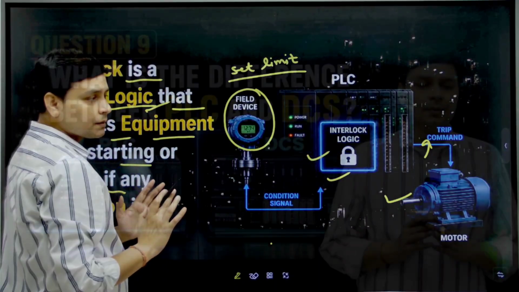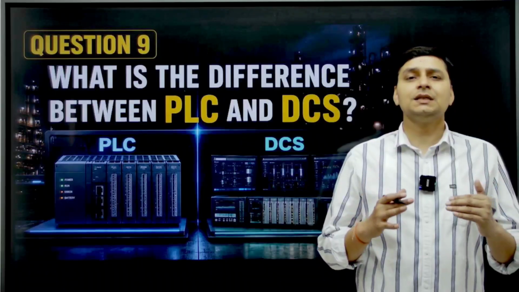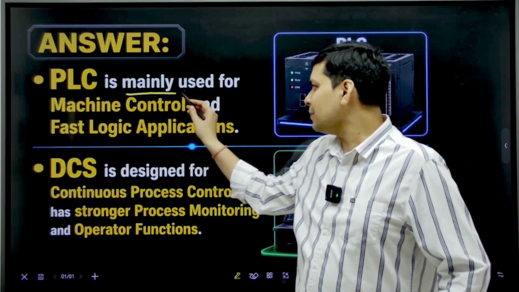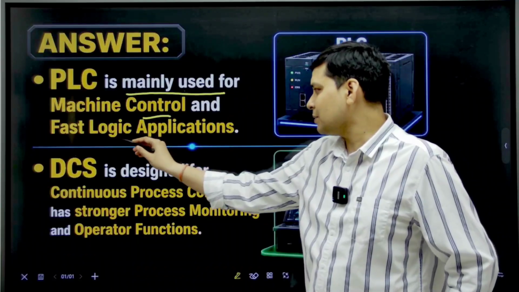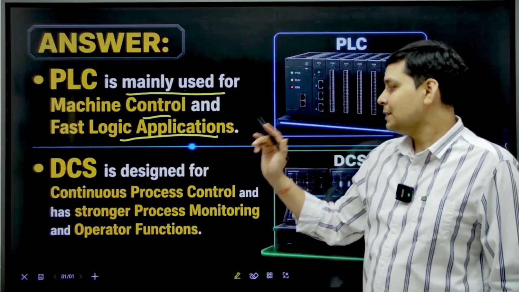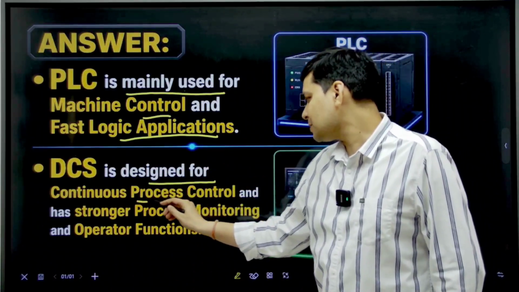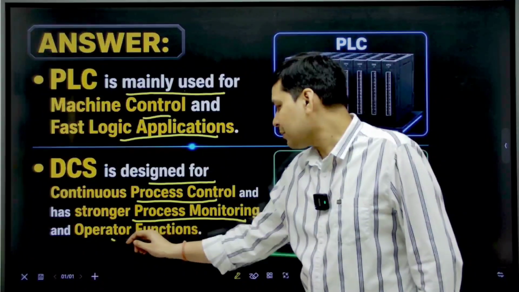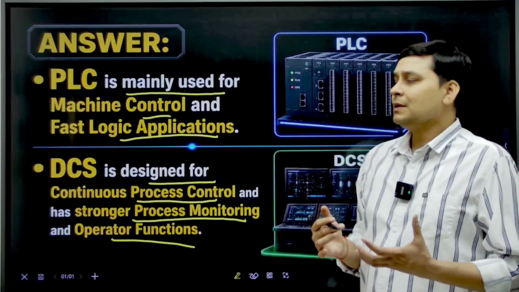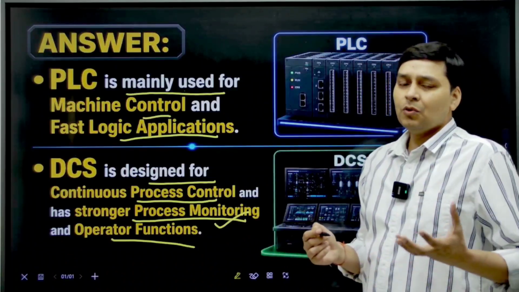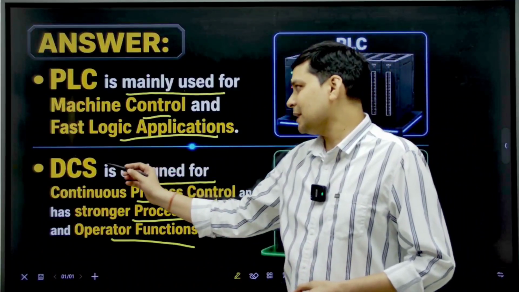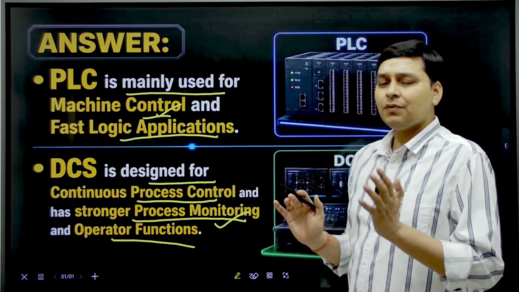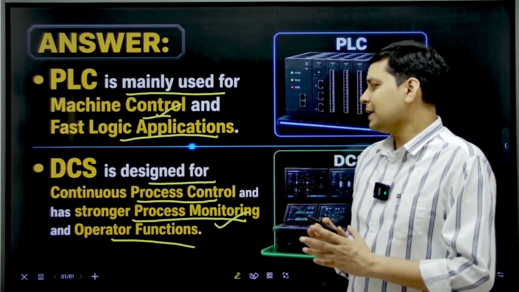after that limit, this motor will automatically start or stop according to the safety logic, according to the interlock logic. Okay. Next important question: what is the difference between PLC and DCS? If we talk about the PLC, it is mainly used for machine control and fast logic applications. But DCS is designed for continuous process control and has stronger process monitoring and operator functions. If we require process monitoring and more operator functions, then we use DCS. And if we require machine control and fast logic applications, then we use PLC.